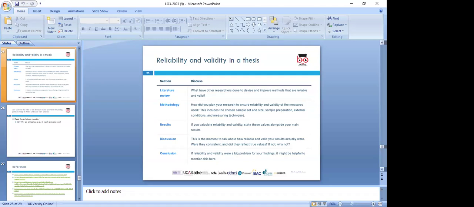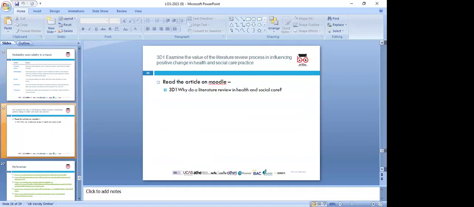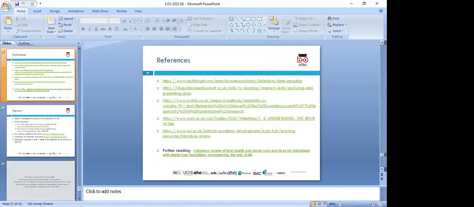So the key things are results and discussion. You have to calculate reliability and validity. And in the discussion, it is important you talk about how reliable and valid your results actually were, where they were consistent, and where there were limitations. You need to state them there. And then 3D1, that's if you want to score a distinction: what does a literature review help with in health and social care? And that brings our lectures to an end.